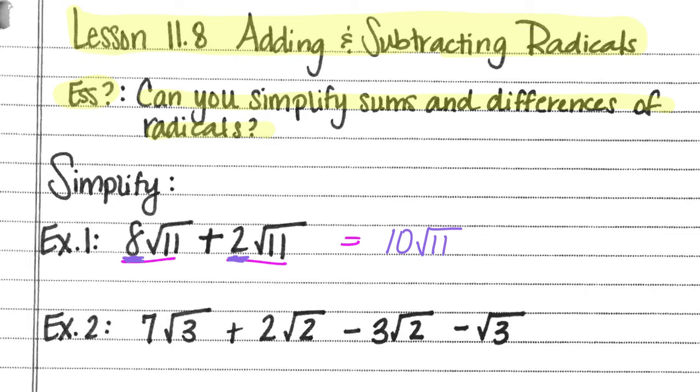So on the next one, I have a 7 root 3, which could be added with a negative root 3. And I have a 2 root 2 and a negative 3 root 2. So not too tough. 7 root 3 minus root 3 is 6 root 3. And 2 root 2 and negative 3 root 2, well, it should be minus a root 2. Because these are not like radicals, they cannot be added, so we're not going to add those.